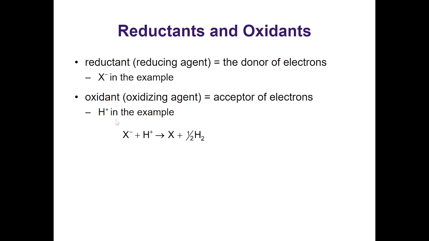Oxidant, or the oxidizing agent, is going to be the acceptor of your electrons. So for example, in the example I gave, it was H+. And that's the one that was reduced. It's going to be the one that oxidizes the other thing, right?